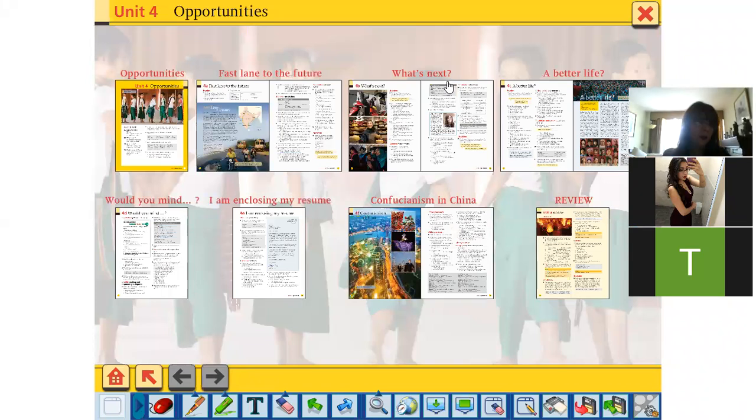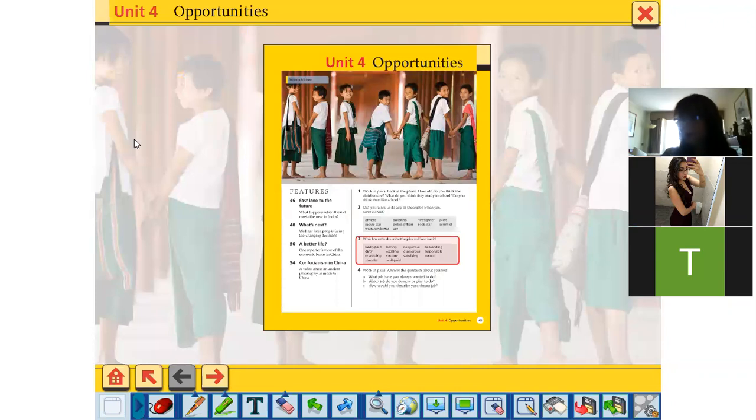I'm going to start with this. Entonces yo voy a partir, voy a introducir acá, here. Opportunities, yeah? Number 4. I'm going to go little by little. Vamos a ir de a poquito, little by little. Unit number 4, which is about, you see, it says here, opportunities.